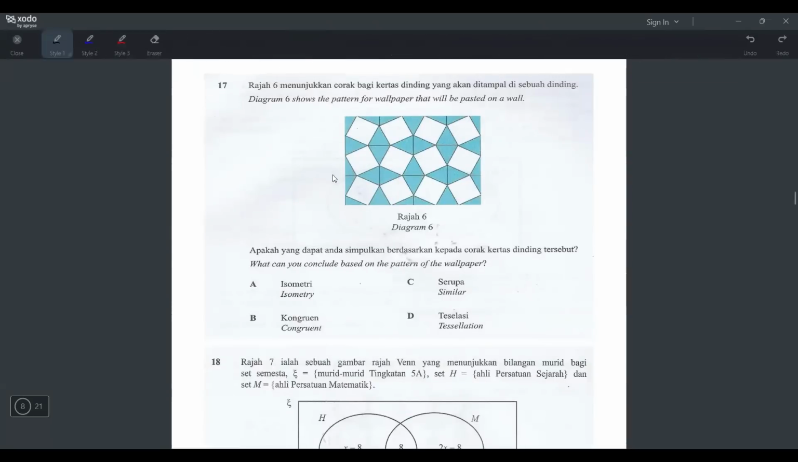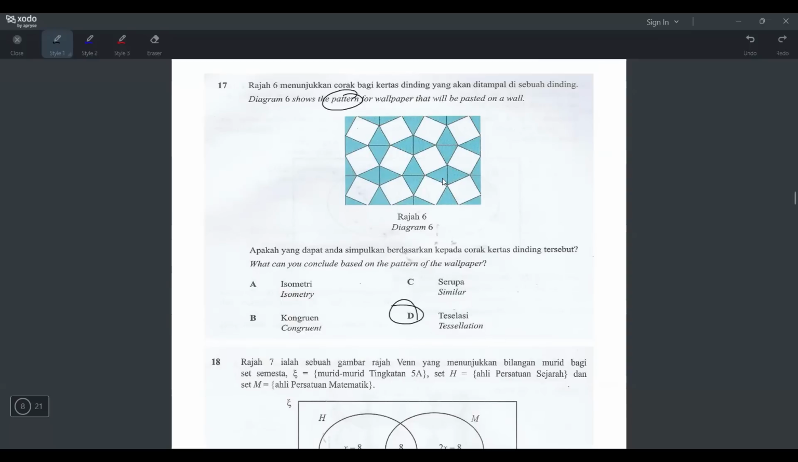Okay, number 17. Diagram 6 shows the pattern for wallpaper that will be pasted on the wall. So this is a pattern. What can you conclude based on the pattern of the wallpaper? Apakah yang dapat anda simpulkan berdasarkan kepada corak kertas dinding tersebut? A. Isometry. B. Congruent. C. Similar. D. Tessellation. Okay, this is a tessellation. Right? Yeah, it's a tessellation.